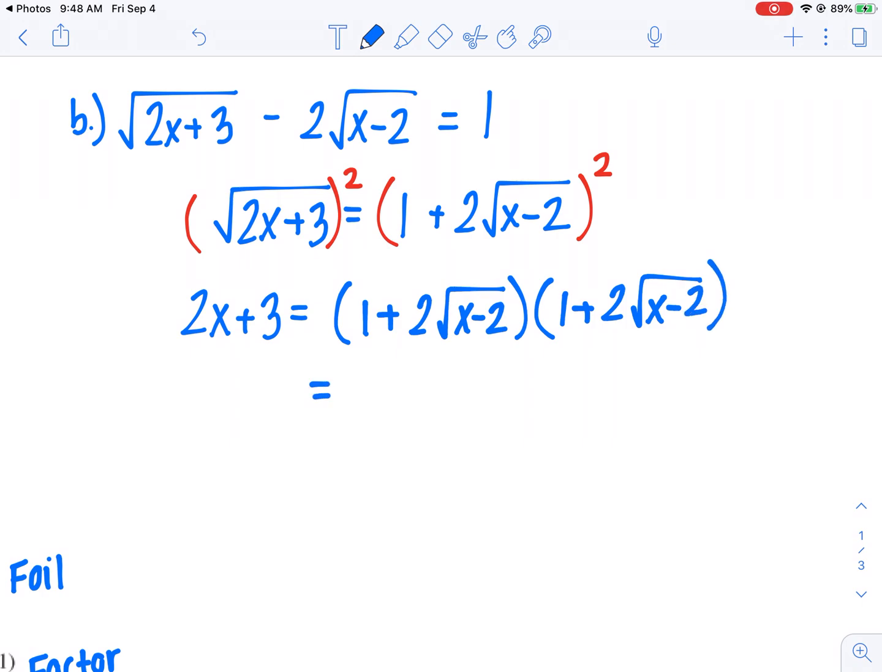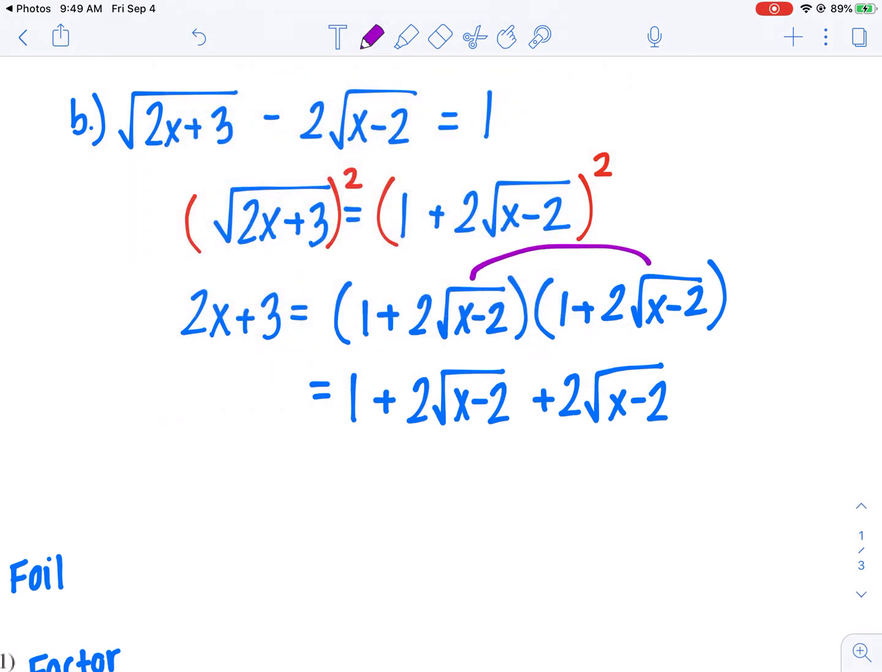Okay, take my first term times my first would be 1. First term times my last term would be plus 2 root x minus 2. Root 2x minus 2 times 1 would be plus 2x minus 2. Now the last step is multiplying 2 square root x minus 2 times 2 square root x minus 2. So I'm doing this step right here. It's my last FOIL. That becomes 4, the 2 times the 2.